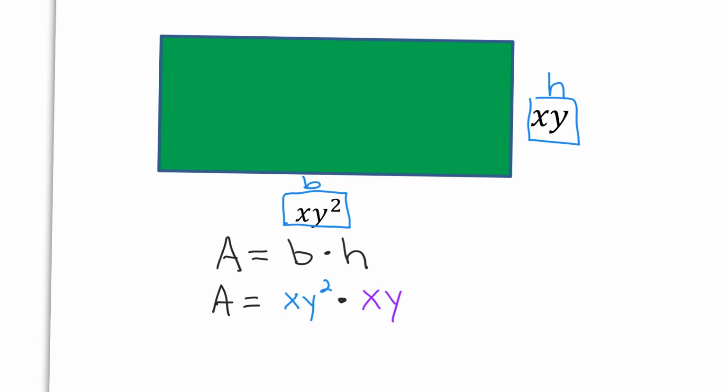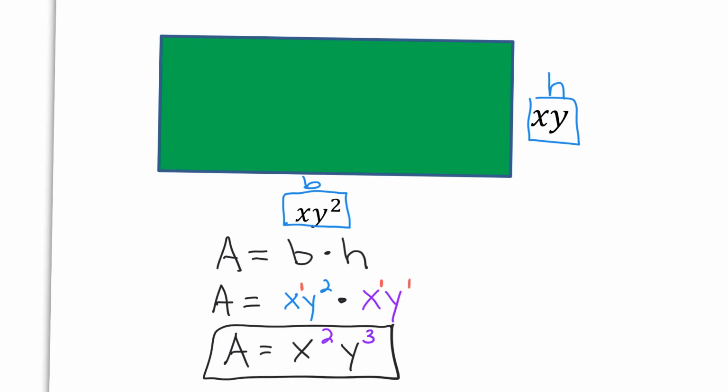So let's figure out the exponents. The x here has an exponent of 1, the x over here has an exponent of 1. So A is going to equal x, and you add the exponents: 1 plus 1 is 2. So I have an exponent of 2. Then I move on to the y's. You multiply y squared times y to the first power, so you add the exponents of the y's. 2 plus 1 is 3, so I'm going to put y to the third power. And that's my area. My area of the rectangle as a monomial is x squared y cubed.